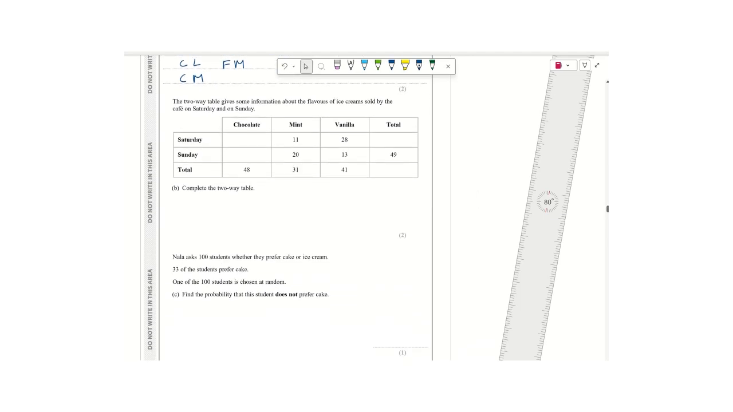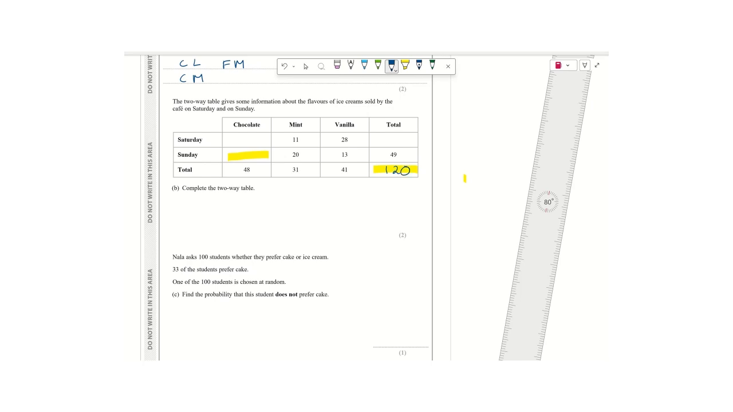This two-way table gives information about flavours of ice cream sold on Saturday and Sunday, and we're asked to fill it in. So there's a few that we can fill in straight away. We could do this one and this one straight away. So we can do the total by adding 48, 31 and 41 together. That gives me 120 to go in here.